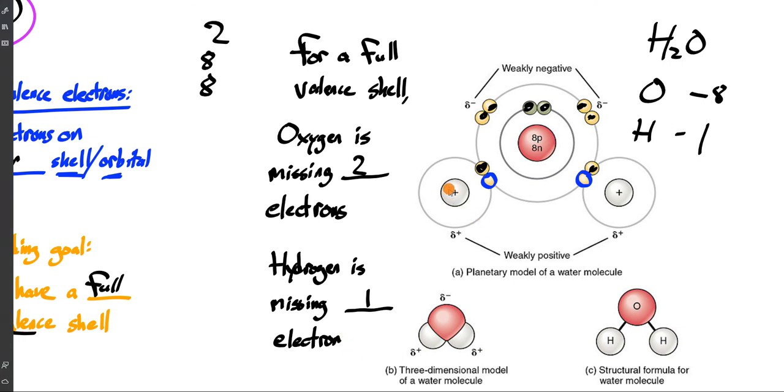So hydrogen has 1 and 1. It wants another 1. In order to make a happy, stable molecule, hydrogen and oxygen can try to fill up their valence shells. This is kind of a basic chemistry principle. We're trying to fill up those valence shells. So oxygen is missing 2, and it wants to steal these 2 from 2 hydrogens that are nearby.